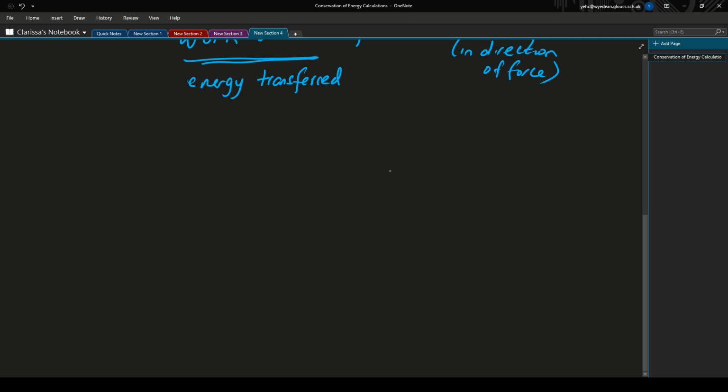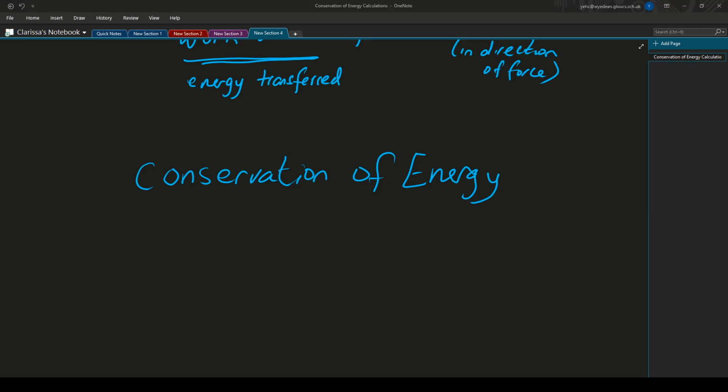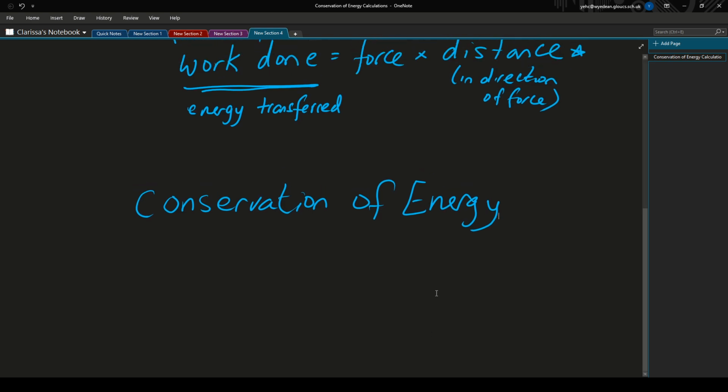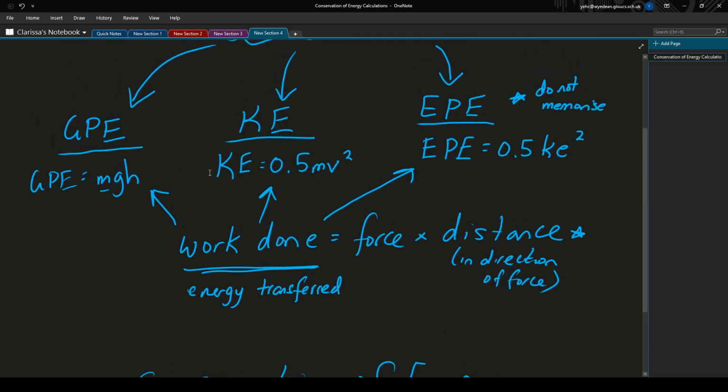Okay, now we're going to move on to what I call conservation of energy calculations. The interesting thing about these calculations is that you're not going to be using any new equations. So I don't want you guys to panic and think we have to use some sort of new formula. No, you don't need to do any of that. You're still going to be using all of these equations up here. I'm not going to introduce anything new to you guys.